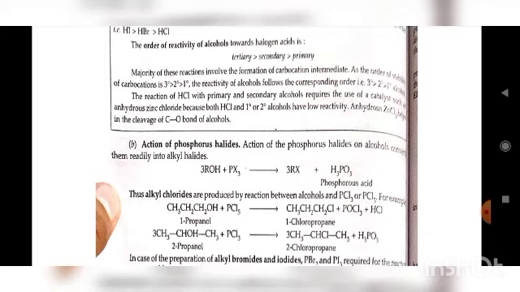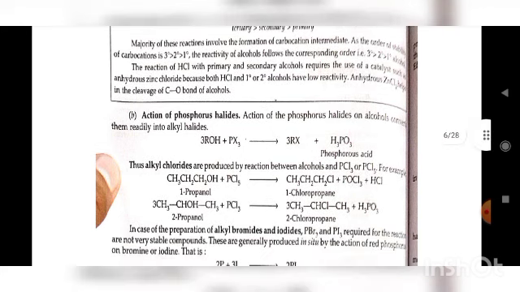Action of phosphorus halides: the action of phosphorus halides on alcohols converts them readily into alkyl halides. For example, 3ROH plus PX3 gives 3RX plus phosphorous acid. The alkyl chlorides are produced by reactions between alcohols and PCl3 or PCl5. For example, 1-propanol with PCl5 gives 1-chloropropane plus POCl3 plus hydrochloric acid.